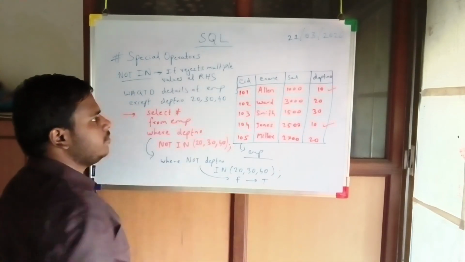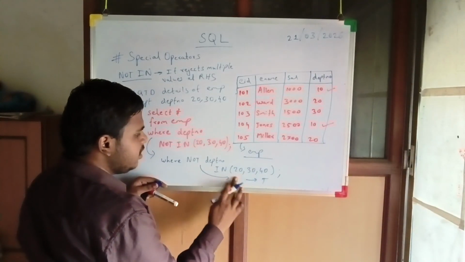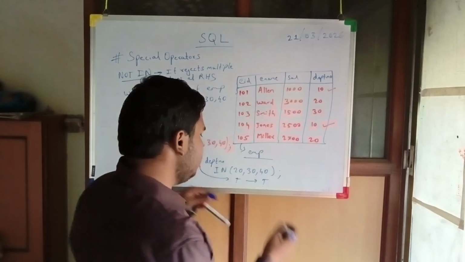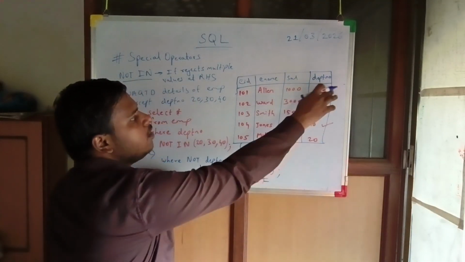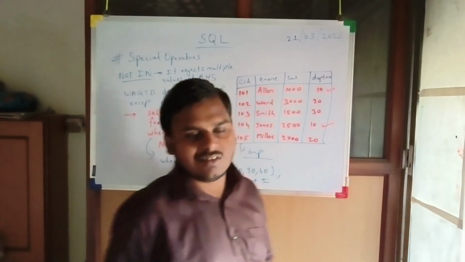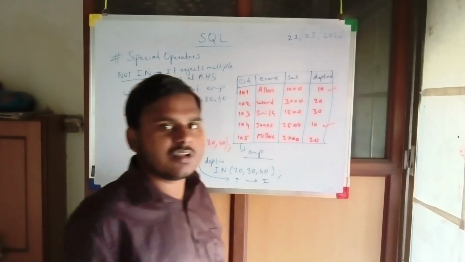In the second record, 20 is there in the list, so our condition is true. But what is the role of not? Converting true into false and false into true. So true will convert into false, so the second record will not be selected. Similarly, it will work, I will get the same output. We will see at the time of execution. Then only trust will come.